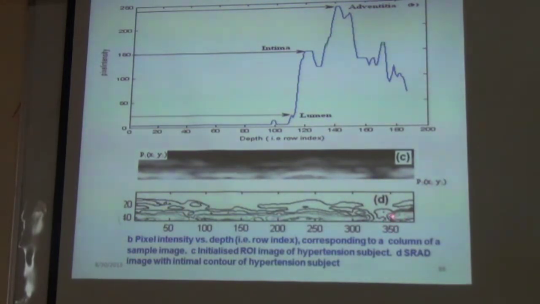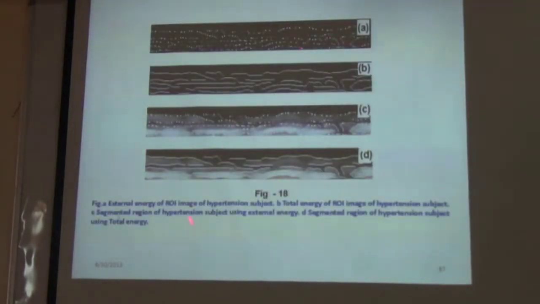Speckle reduced anisotropic diffused image with contour. Okay, so it's clear, that one. See that one, how far this contour is clear in this one. After filtering, the contour is very clear. See that one. External energy of ROI in hypertension subject. This is an external energy indicator. B represents the total energy, external plus internal.